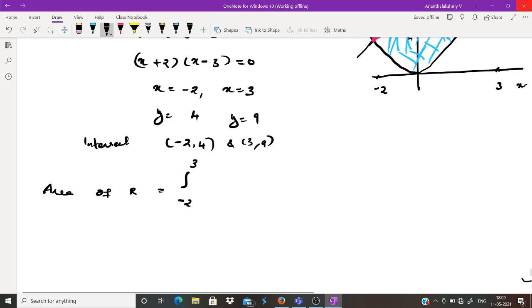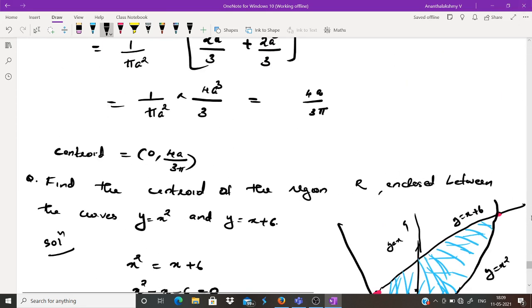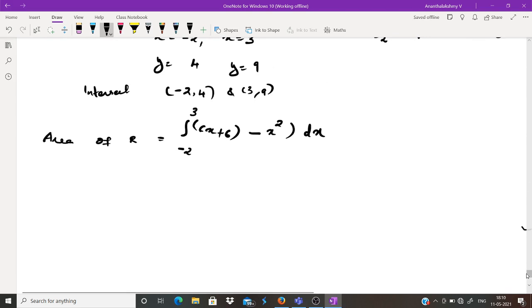Between that area means you have two curves, one is f of x and g of x. So upper curve minus lower curve is the area between the two curves. Here the upper curve is x plus 6 and the lower curve is x square. So integral -2 to 3 of x plus 6 minus x square, subtracting the graphs, you get the area between the curves.